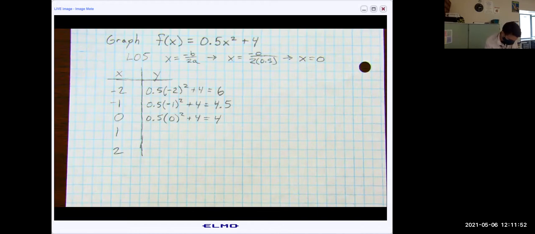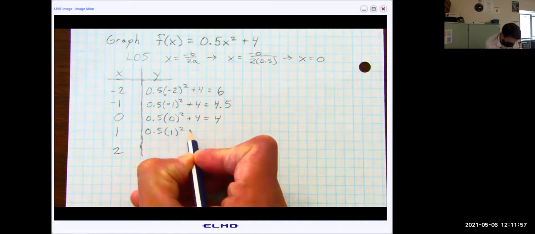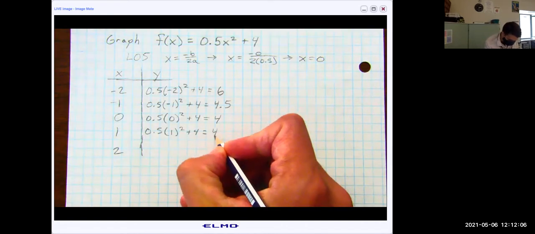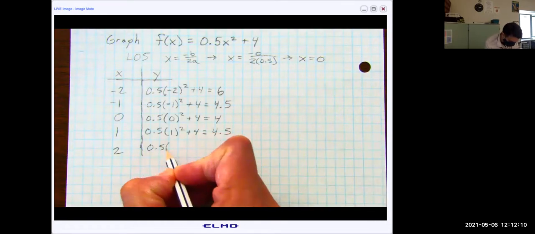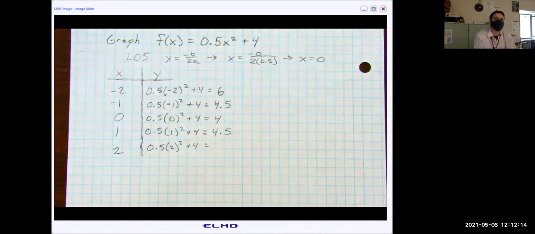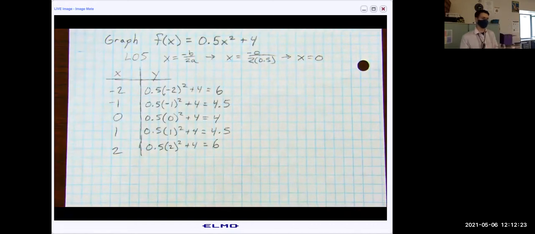Let's try with the 1 here. So 1 squared is 1 times 0.5 would be 0.5 plus 4 is 4.5. Okay, that was good. And now we'll do the 2. 2 squared is 4. 4 times a half is 2 plus 4 is 6. Hey, that looks good. I see that mirror image repeating itself with our numbers.